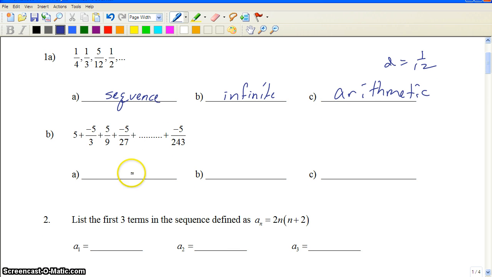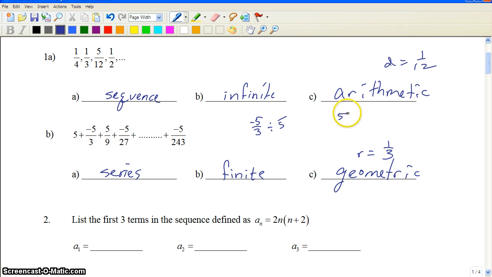Now the next question, this is going to be a series because it's added. And it is not infinite but finite because the dot dot dot is in the middle, not at the end. Now this series is geometric. You can actually get that by taking -5/3 and dividing that by 5. You get a common ratio of 1/3. You can get 5/9 divided by -5/3. You'll again get that common ratio of 1/3.